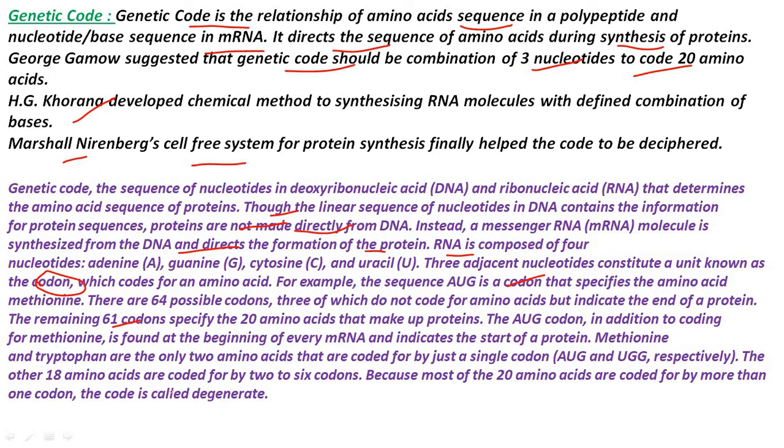Methionine and tryptophan are the only 2 amino acids that are coded for by just a single codon, AUG and UGG respectively. Okay. The other 18 amino acids are coded for by 2 to 6 codons, because most of the 20 amino acids are coded for by more than 1 codon. That is called degenerate. I will be coming to this later. What is degenerate?